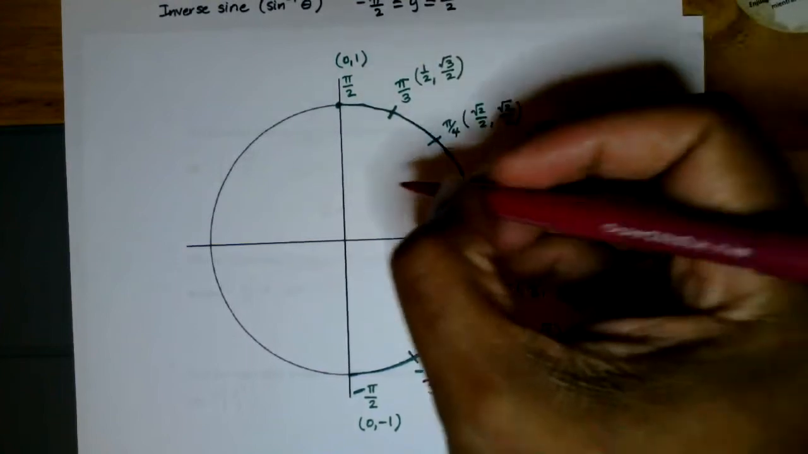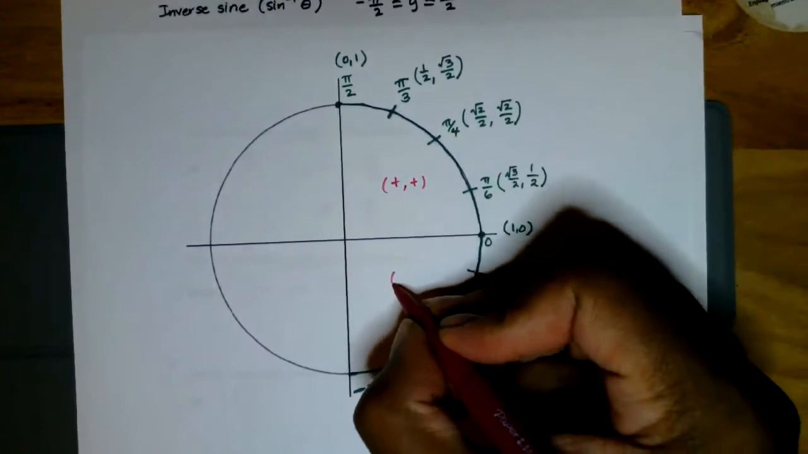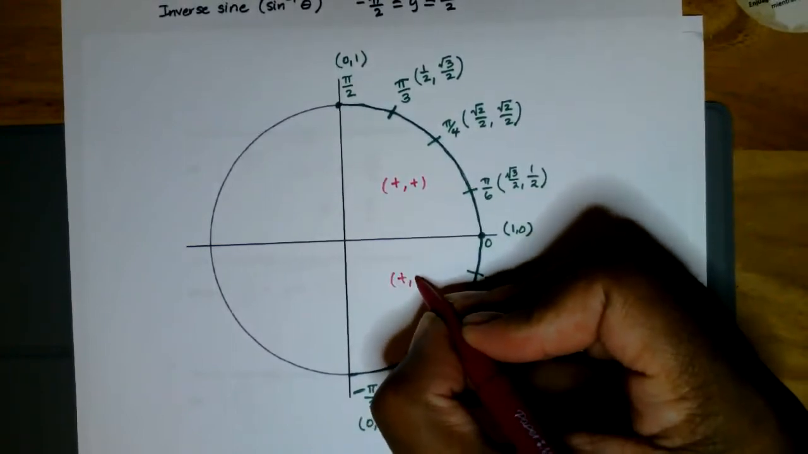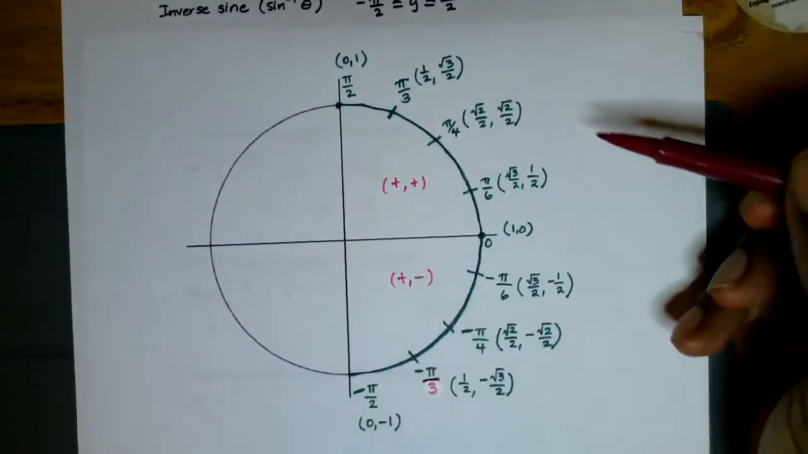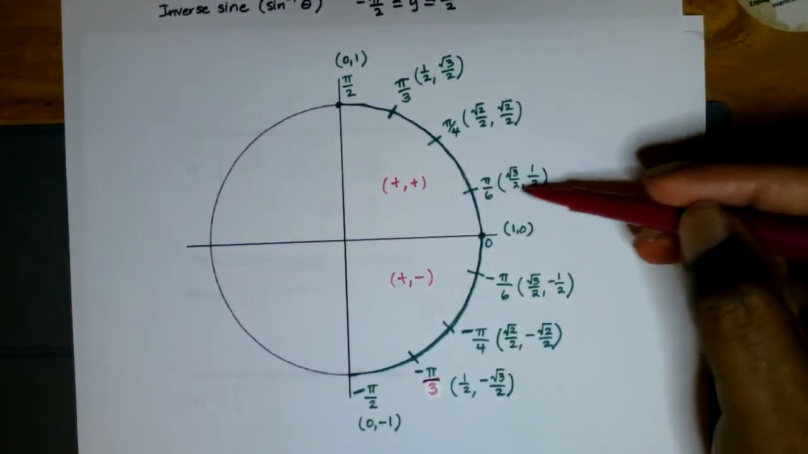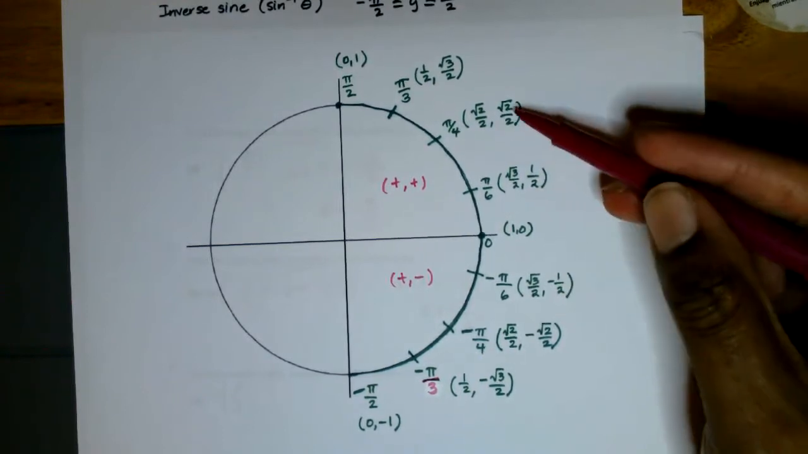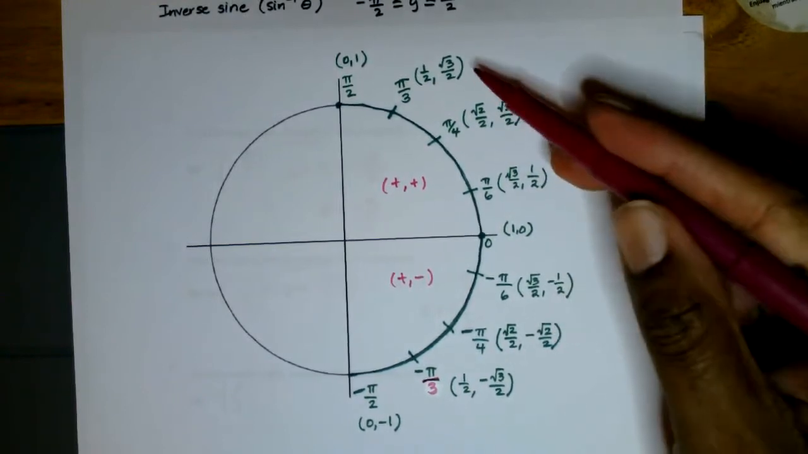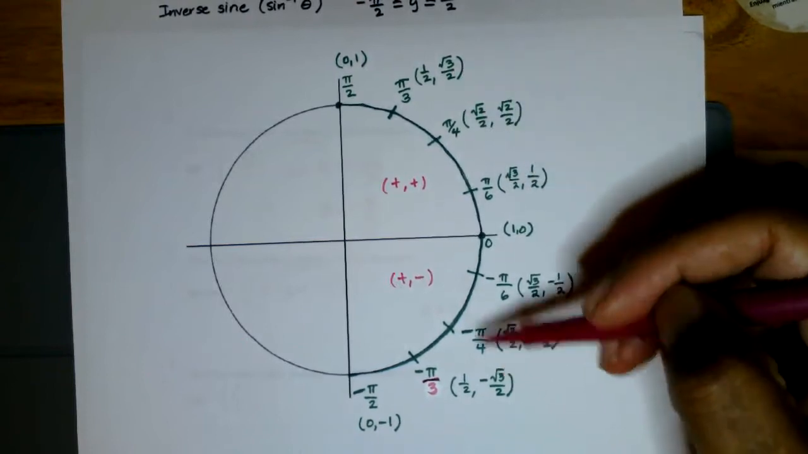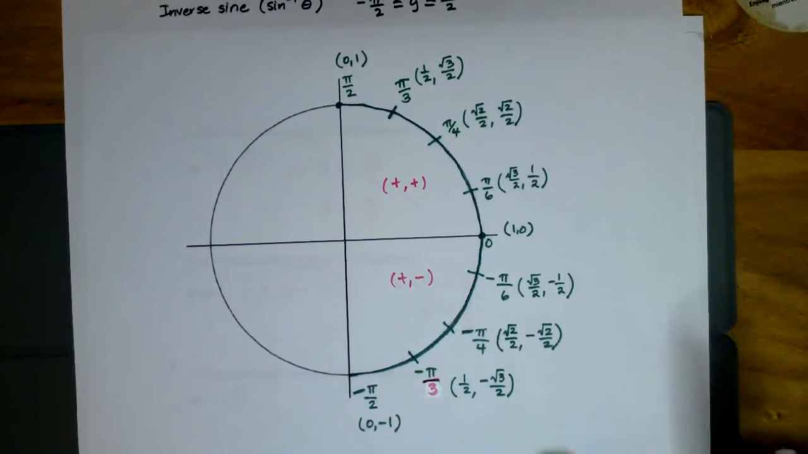In the first quadrant, both x and y are positive. In the fourth quadrant, just the x is positive and the y is negative. They have the same values. Here's positive, the y is negative. This one's positive, that one's negative. This one's positive, that one's negative. This is positive and that's negative, okay?